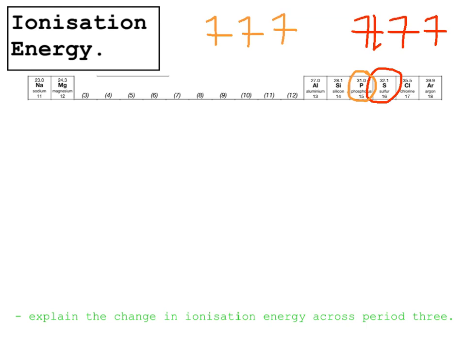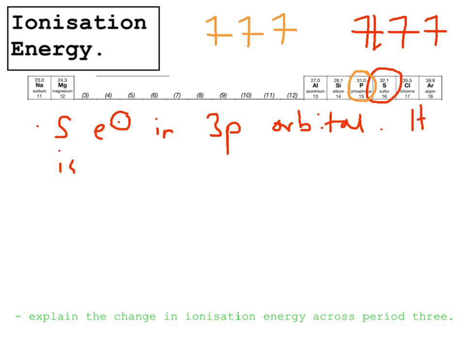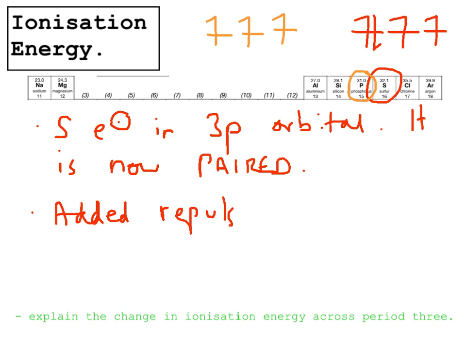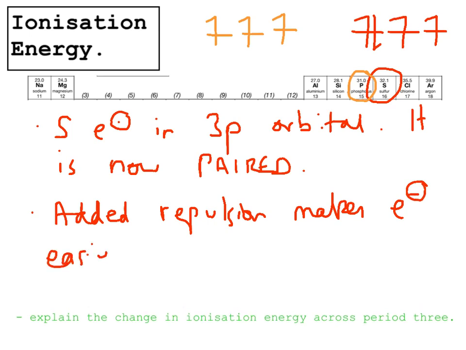So again, if you're asked a question on this, you would first state where the electrons are. So you'd say sulfur electron in 3p orbital, and it is now paired. And then you say why that matters. You say the added repulsion makes the electron easier to remove, and therefore less energy is needed to remove it.